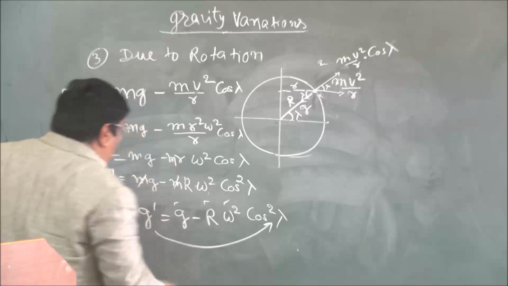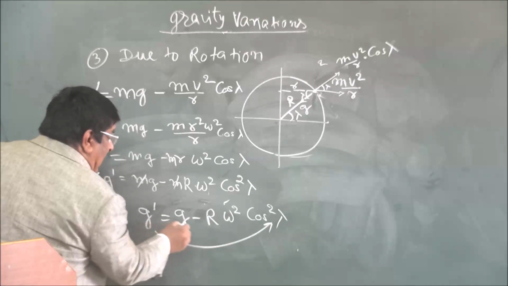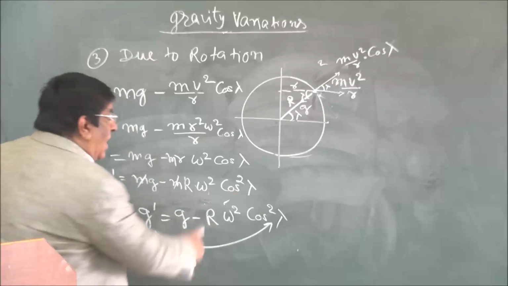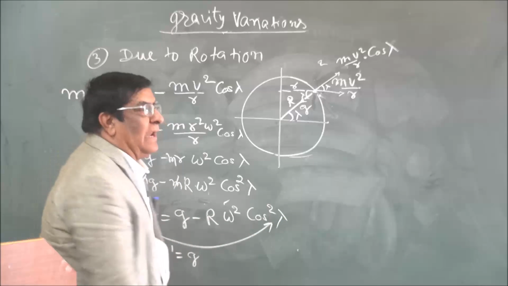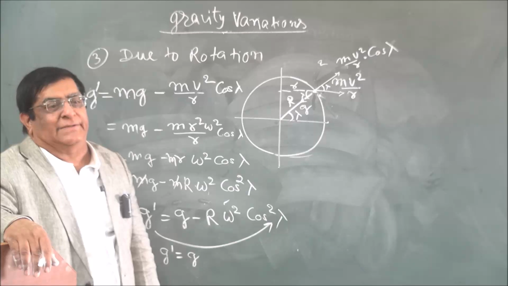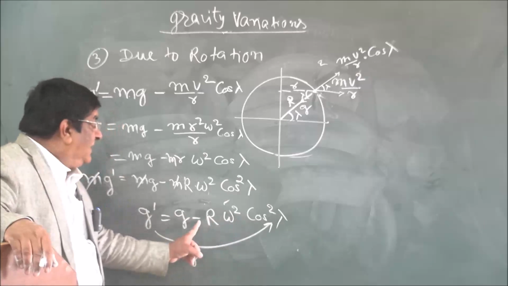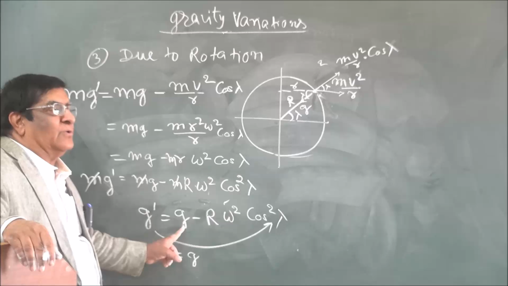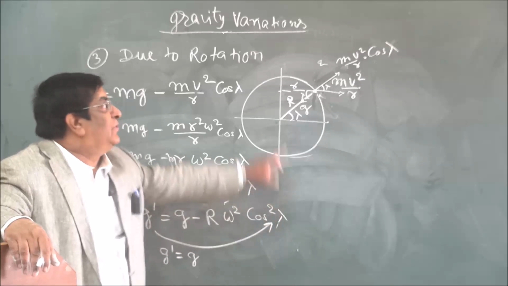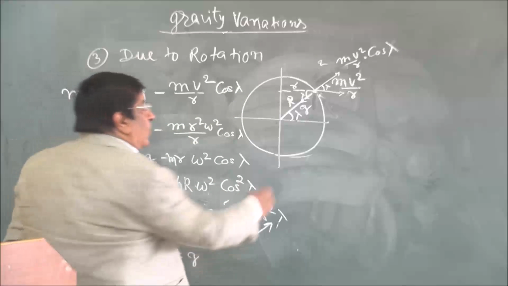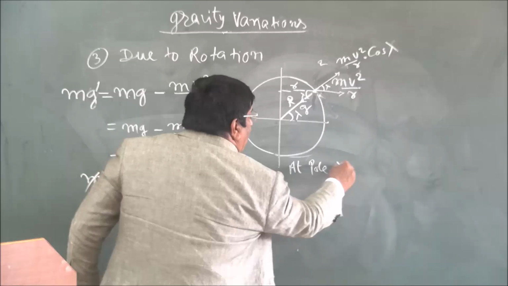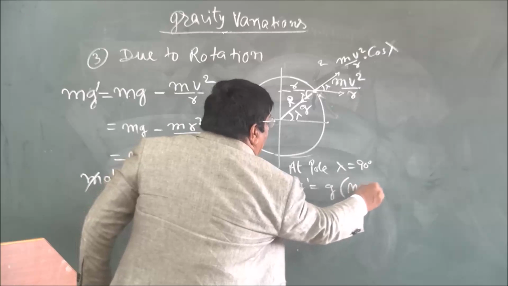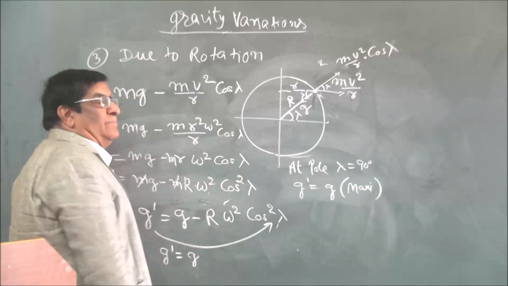Okay. If I want to make G dash equal to G, then this thing will be equal to 0. How will this be equal to 0? Lambda should be equal to 90 degree. Okay. At that time, how much will be the reduction? No reduction. So G does not reduce from its maximum value at which point? At the poles. So please write at pole. At pole, lambda is equal to 90 degree, G dash is equal to G. This value is what? Maximum.